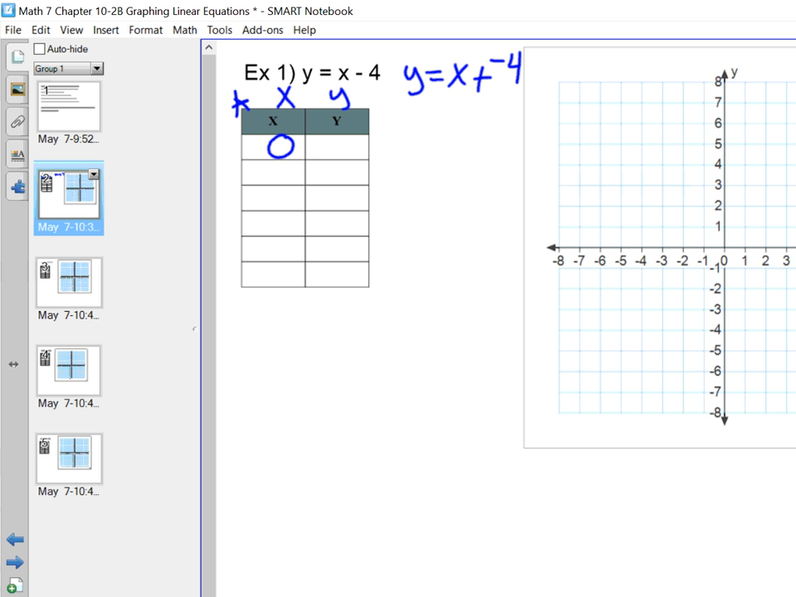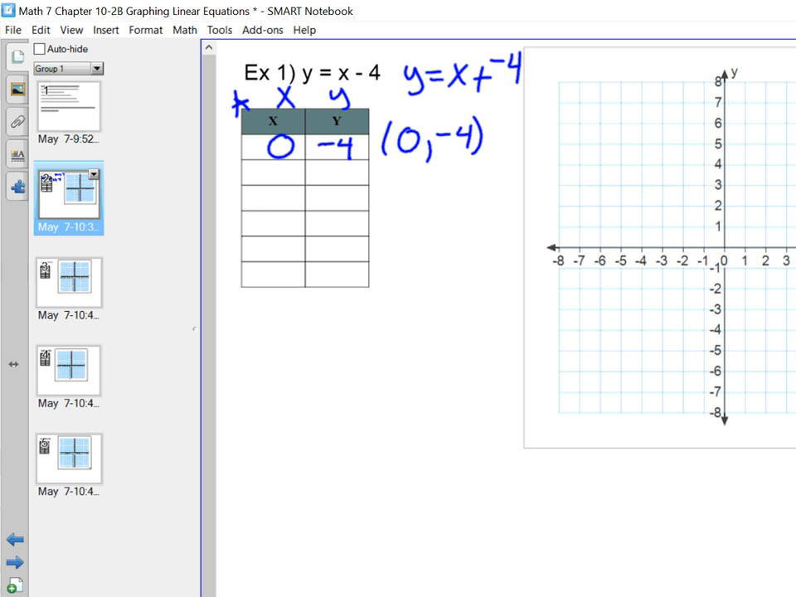We substitute. 0 plus negative 4 is going to be negative 4. That means one of our ordered pairs is 0, negative 4. After that, you really get to pick points wherever you want. Just remember, you have to watch out that your answers are always going to be between 8 and negative 8.